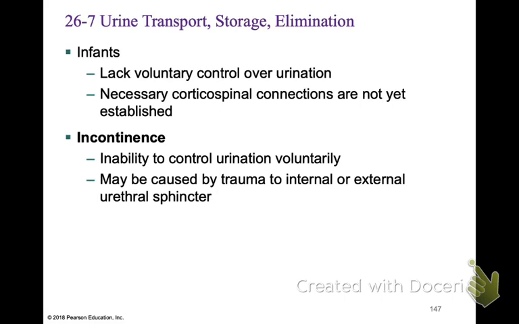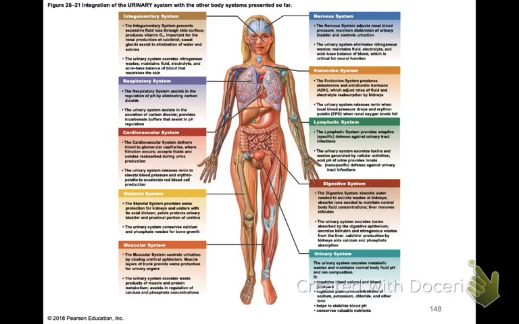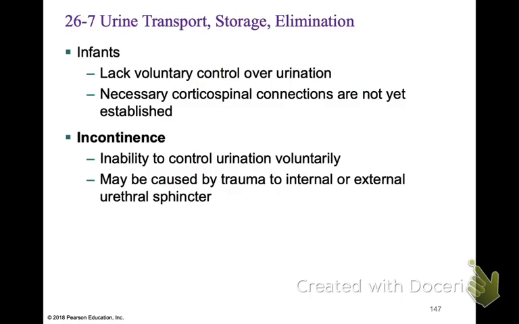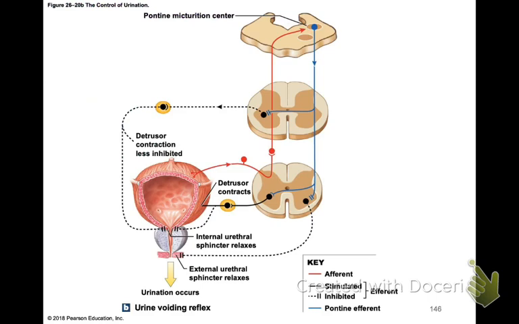So incontinence occurs when you cannot control urination voluntarily, and it may be trauma to the sphincters, or it may be loss of, let's look back at the picture, loss of the pathway. If you have transection of the spinal cord between the pontine center and anywhere down to those lumbosacral areas, then your pons cannot tell your detrusor muscle to contract. It cannot tell your external sphincter to relax either.